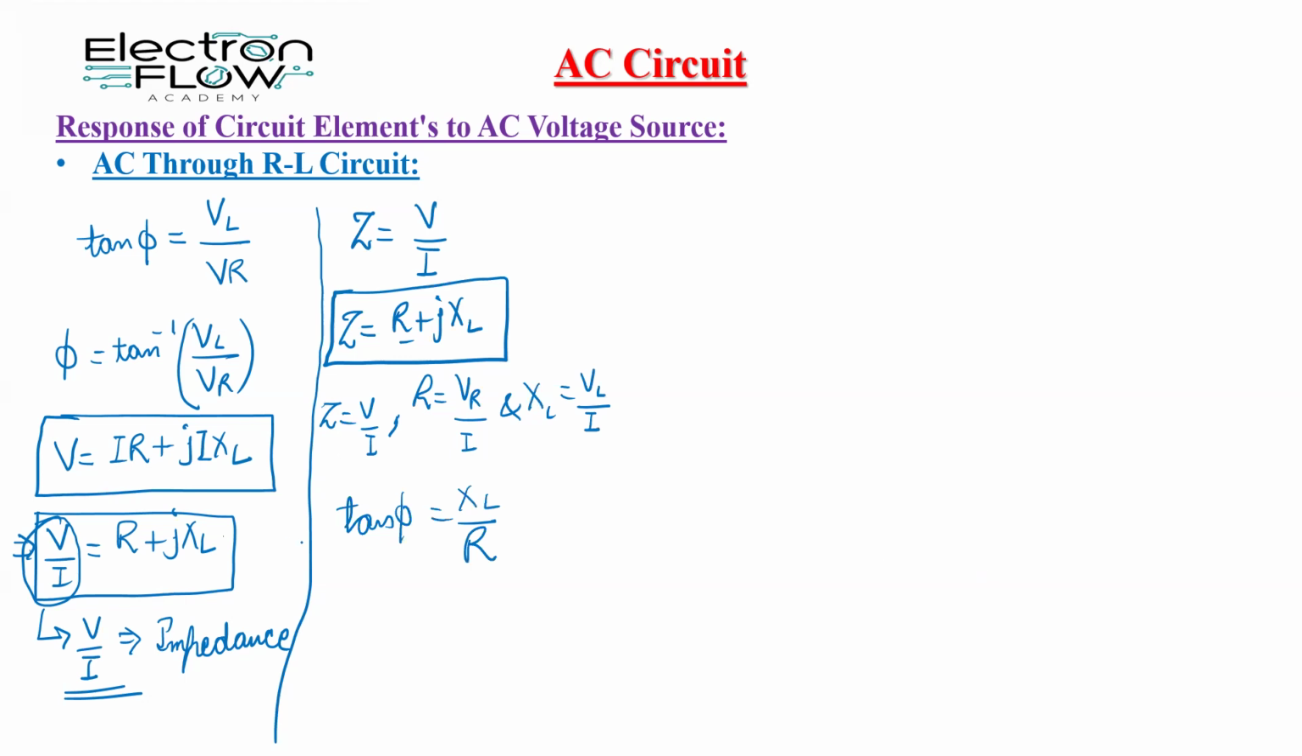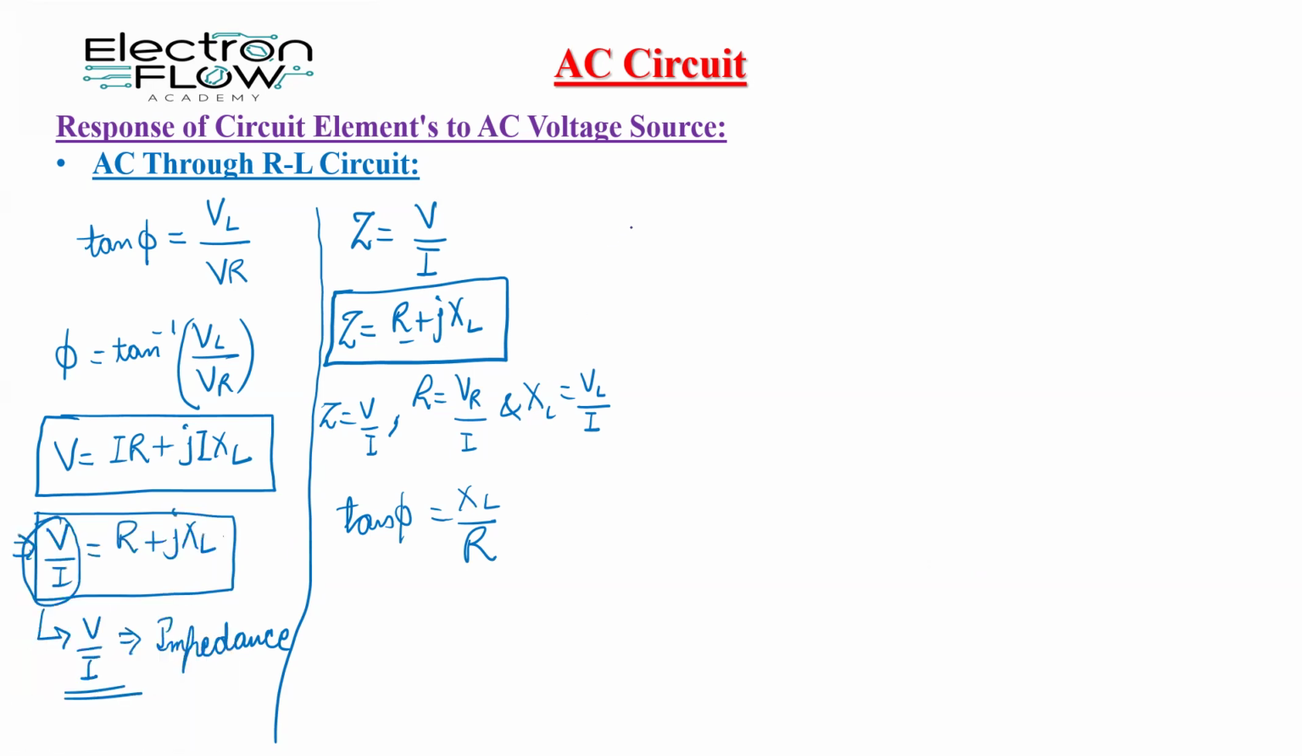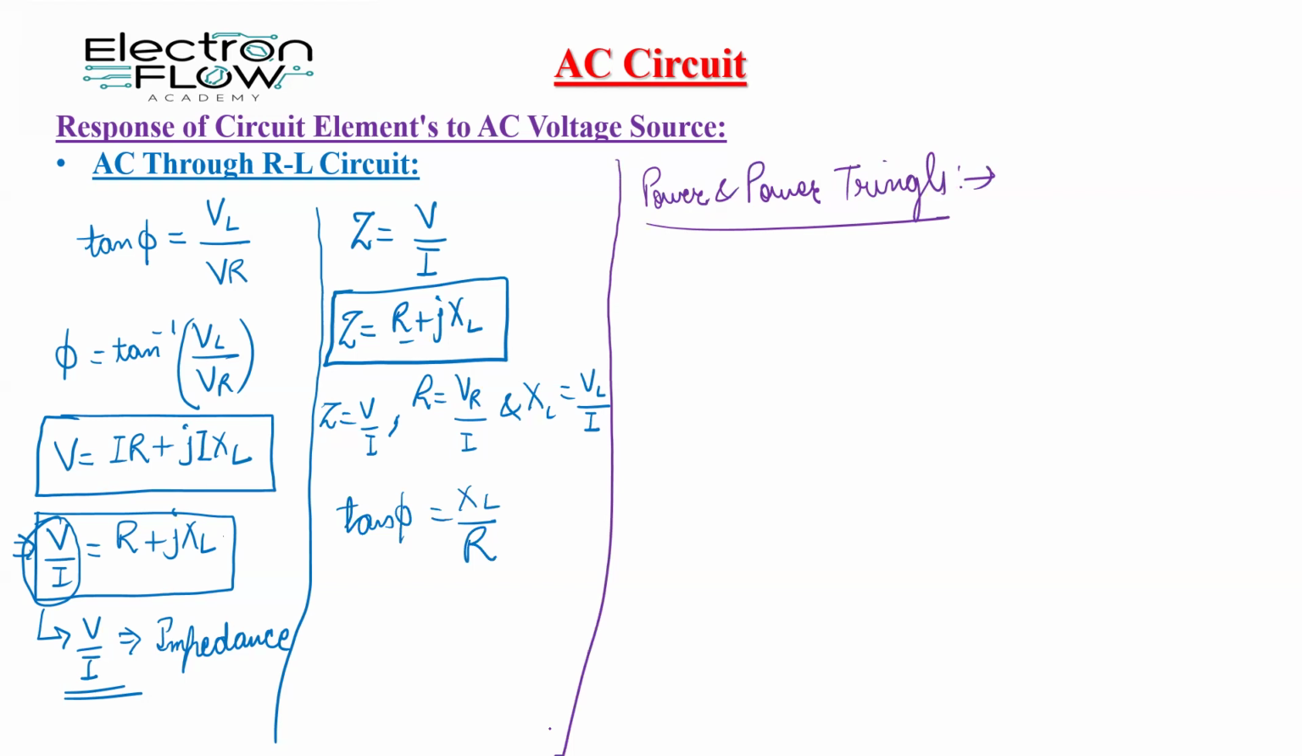Next, we have to calculate the power and the power triangle. Here we have seen that in the series RL circuit, the current I lags the applied voltage by an angle of phi. Therefore, we take voltage as a reference.